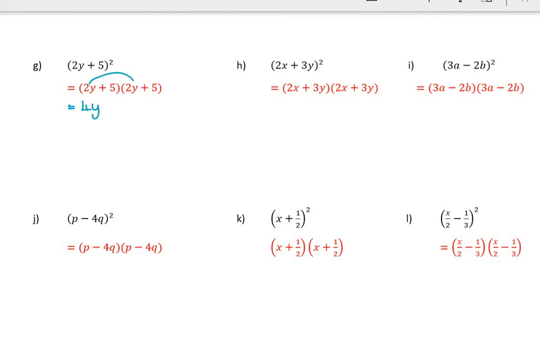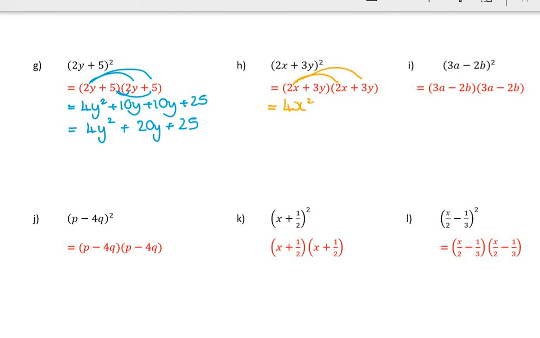4y squared plus 10y plus 10y plus 25, which would give me 4y squared plus 20y plus 25. So each of these are exactly the same thing. Once you can do one, you can do them all. You just have to keep your wits about you.